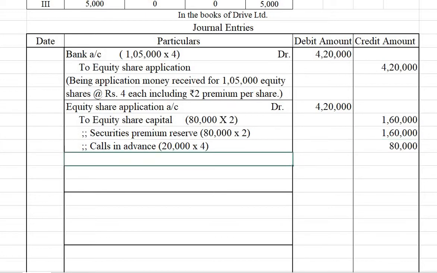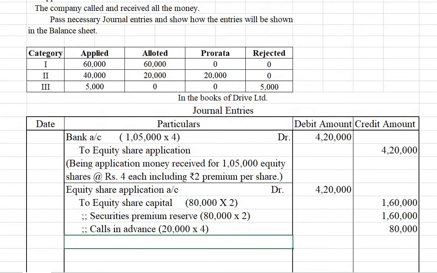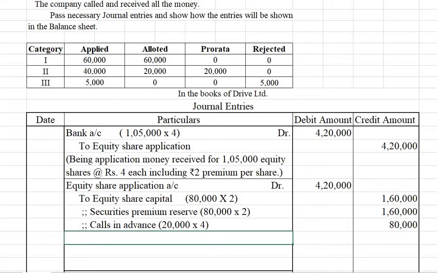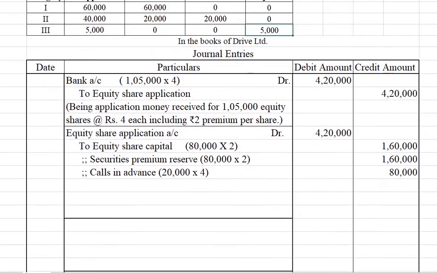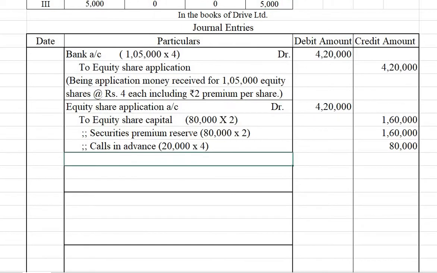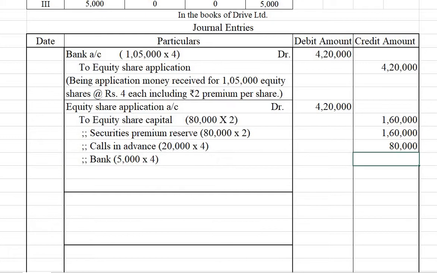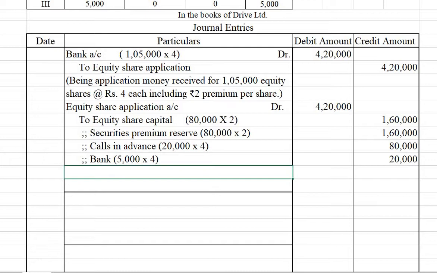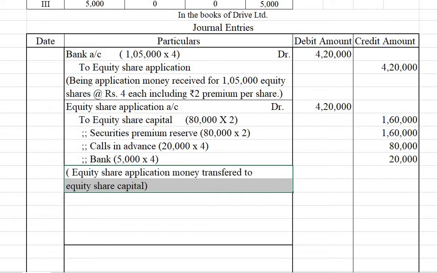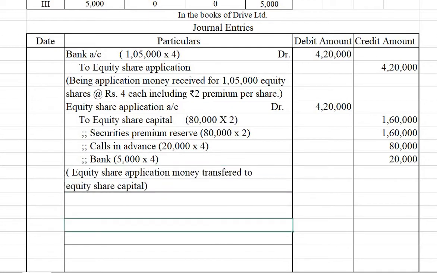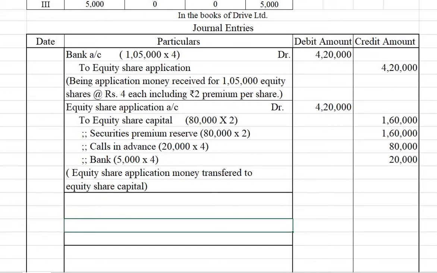Then after that, 5,000 shares rejected, that is 5,000 into 4 rupees. 5,000 shares into 4 we rejected. So to bank, how much? 20,000 rupees. Okay. Then let us complete the narration. Being application money transferred to equity share capital. Okay.